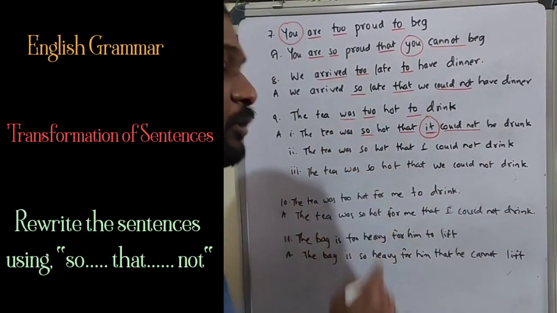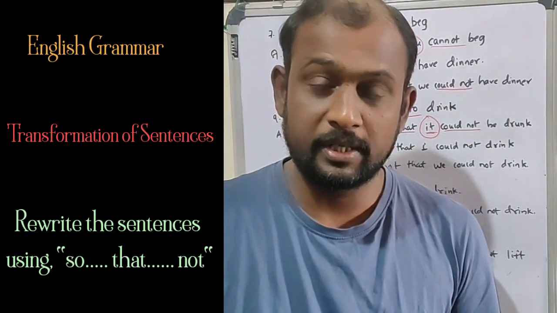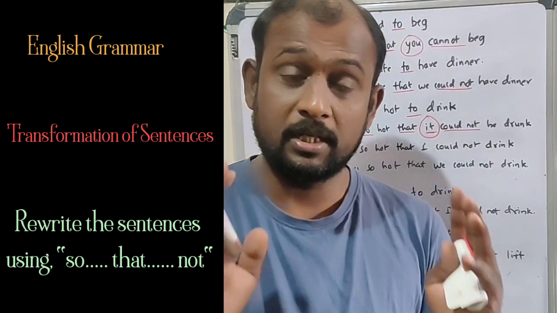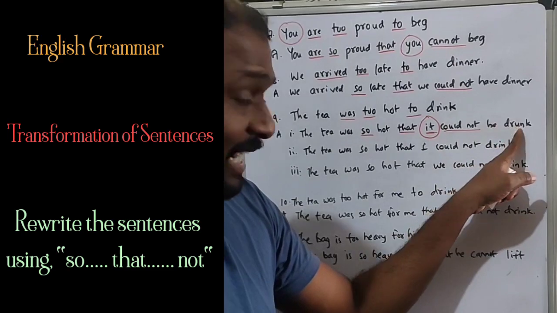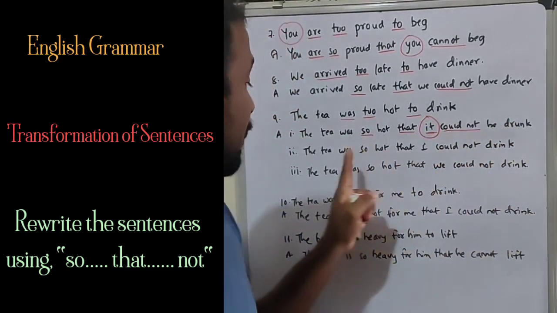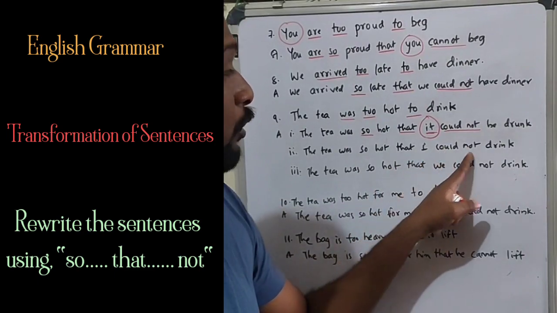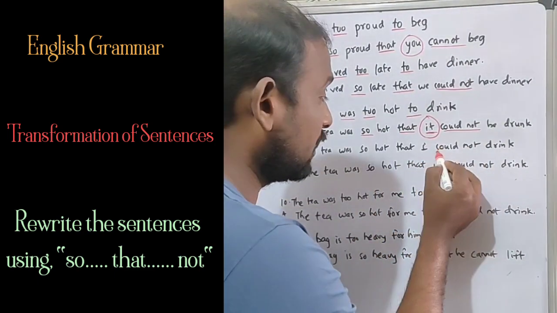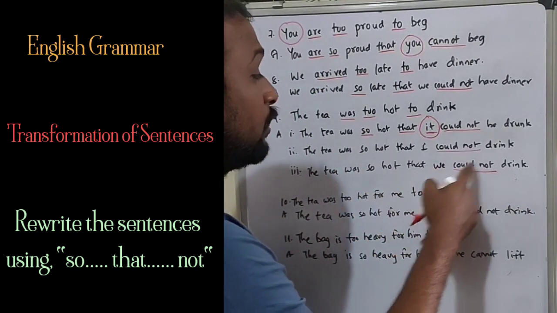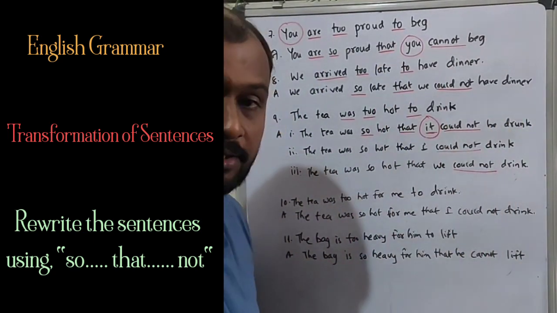The tea was too hot to drink can be written in 3 ways. The tea was so hot that it could not be drunk. When you're writing it, write could not be drunk. But when you're writing I, you must write I could not drink. Remember, could not is compulsory in all the 3 cases. Then the tea was so hot that we could not drink. All the 3 options are correct.